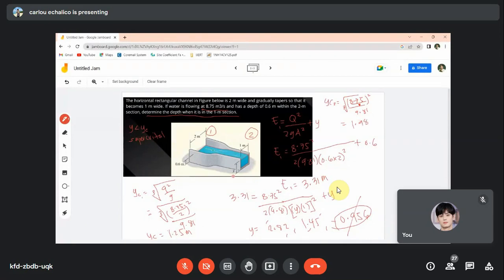Now we compare to 2.82. This is greater than YC, so this is subcritical. And this is less than YC, so this is supercritical. So the answer we use here is 1.45.